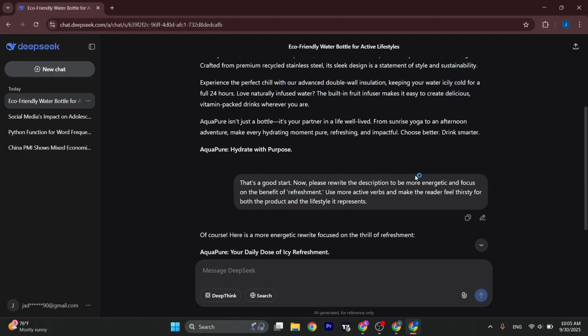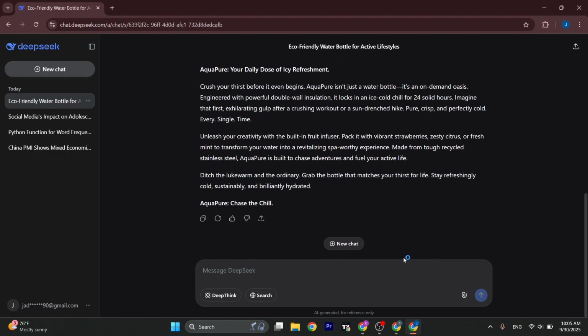As I said earlier, this is just an example of how you can use Deepseek. Whether you're writing for academic or even for creative types, you can use Deepseek in a similar manner.